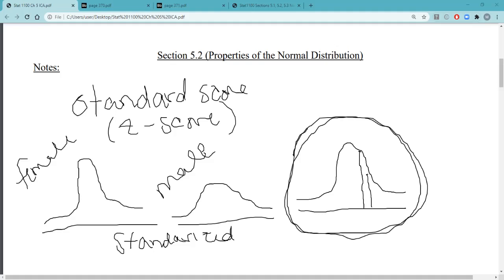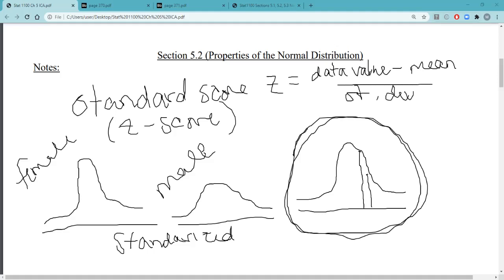To do that, we want to calculate z as the data value minus the mean, over the standard deviation. Let me go ahead and work through just an example here of getting a standard score, and then we'll work through what exactly that information is telling us.